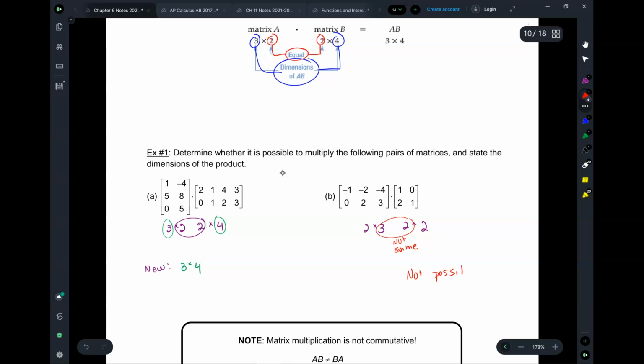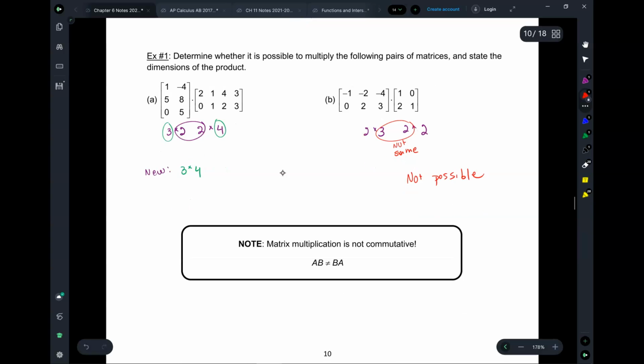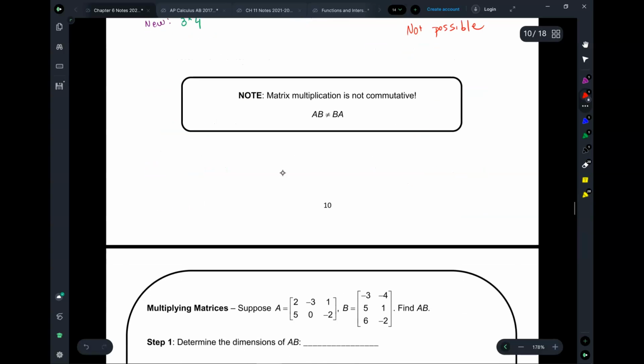All right? Okay. One other thing that's different in matrices from numbers is that with numbers, multiplication is commutative. So for example, 3 times 5 or 5 times 3 are the same. It's not like that with matrices. If you have A times B, that's not the same as B times A. So you have to make sure to keep the order. Order is important.